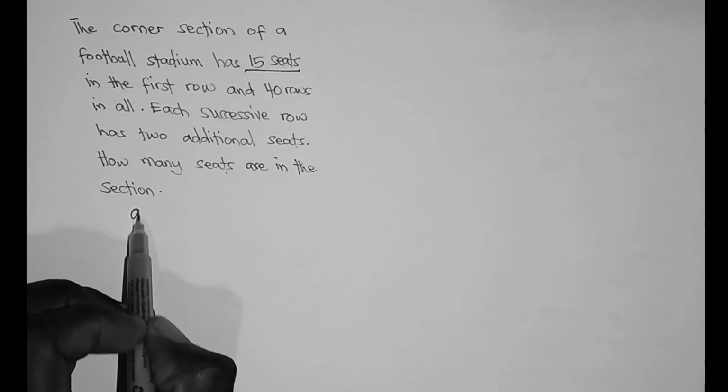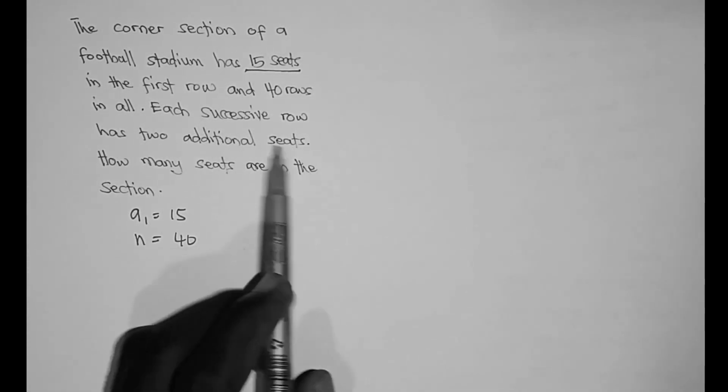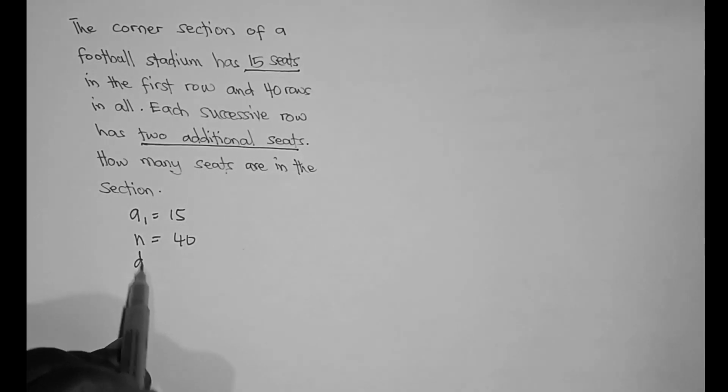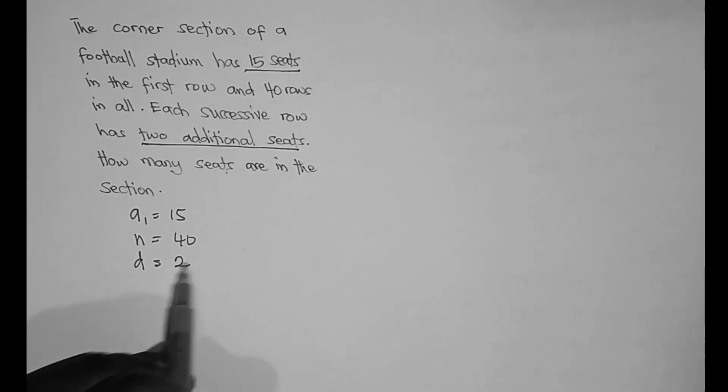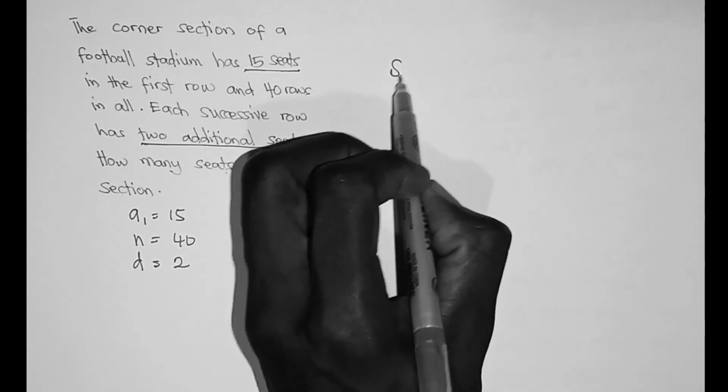So it means that A1 is equal to 15. And then there are 40 rows in all, so that means that N is equal to 40. Then each successive row has 2 additional seats, so the common difference D is equal to 2. And the question says how many seats are in that section, so he's looking for the sum, Sn.